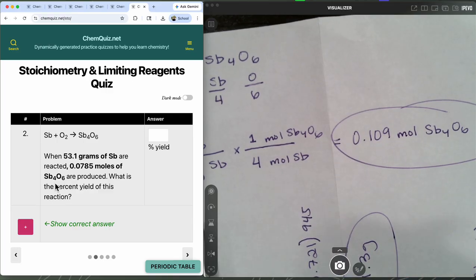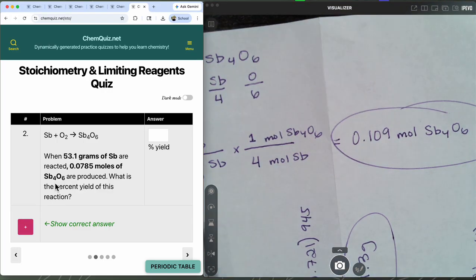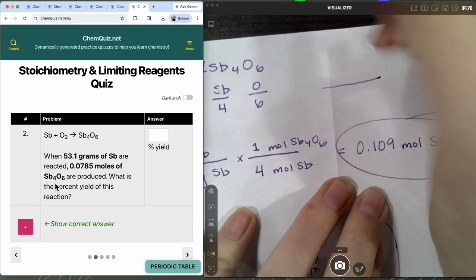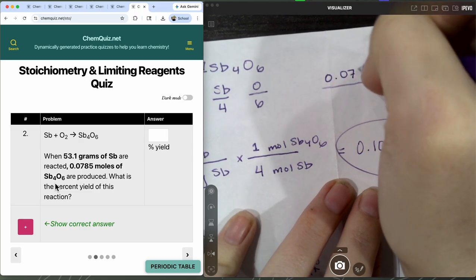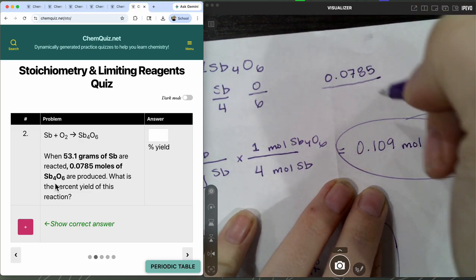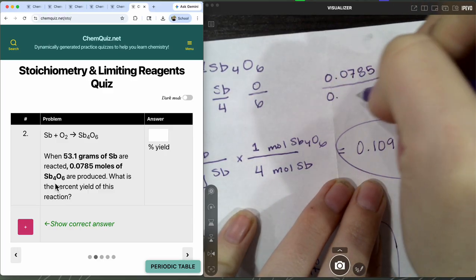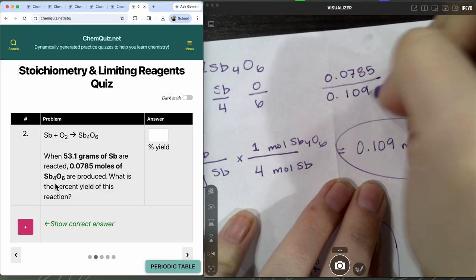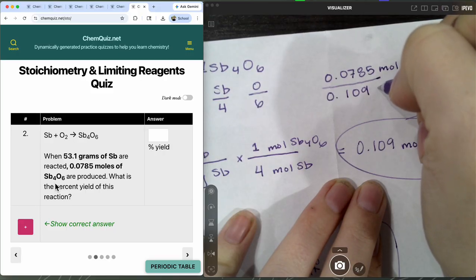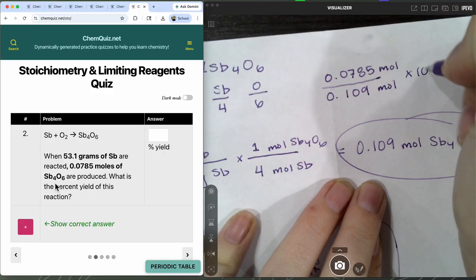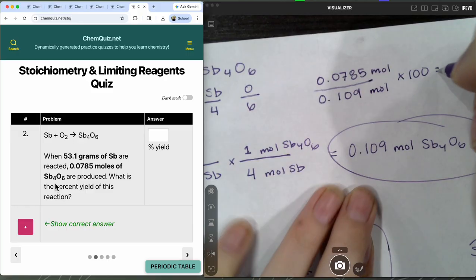Right, but then it's saying that the theoretical was 0.075. Right. So the actual was 0.0785, and the theoretical is what could have happened in a perfect world. There you go. Times 100. That's right. Times 100. Okay, that'll give us our percent yield.